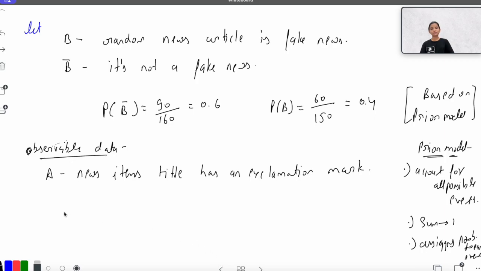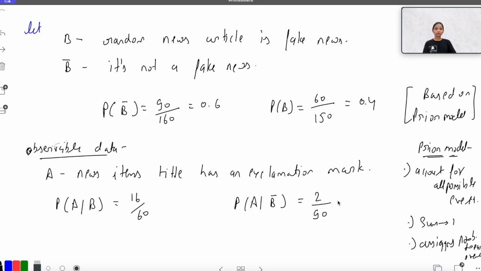And the probabilities corresponding to it, that is, the probability that a news item has an exclamation mark, given that it is fake news, is 16 by 16. And the probability that a news item has an exclamation mark, given that it's not fake news, is 2 by 90. Okay, and that I have already calculated, that will be 0.2667 and this is 0.0222. Okay, so yes, this is observable more in fake news.